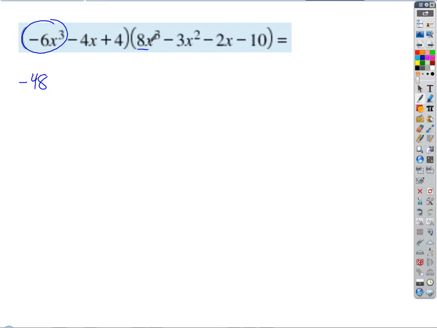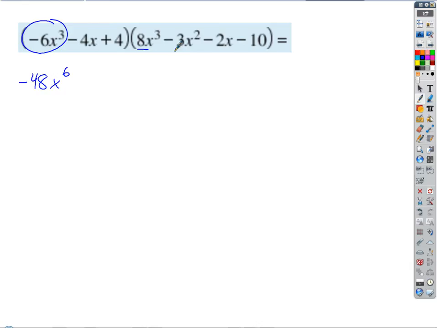Okay, this is different now from when we added. When we add like terms, we're just adding the numbers of those terms. But when we multiply these terms together, that's different. Then we have to use our properties of exponents. When we multiply like bases, we just add exponents, right? So this will be negative 48x to the 6th.